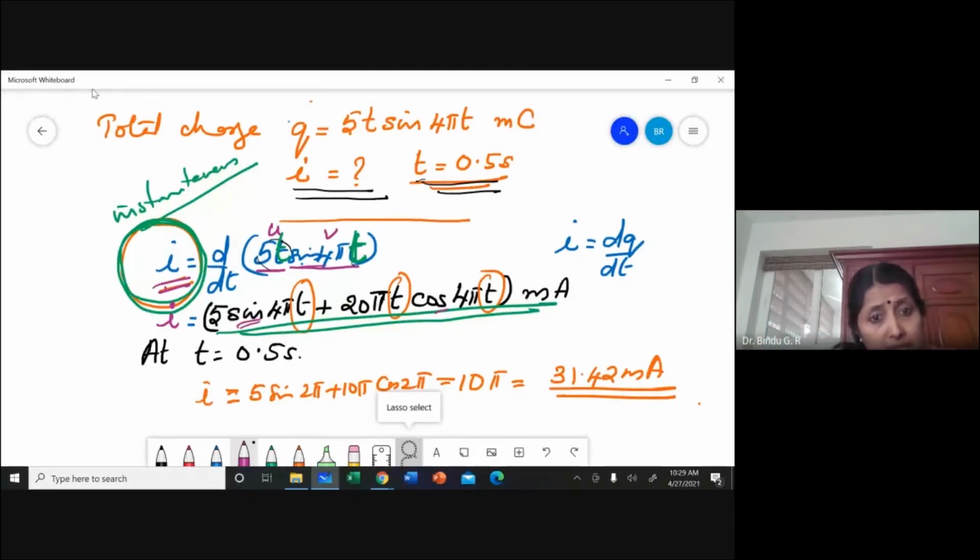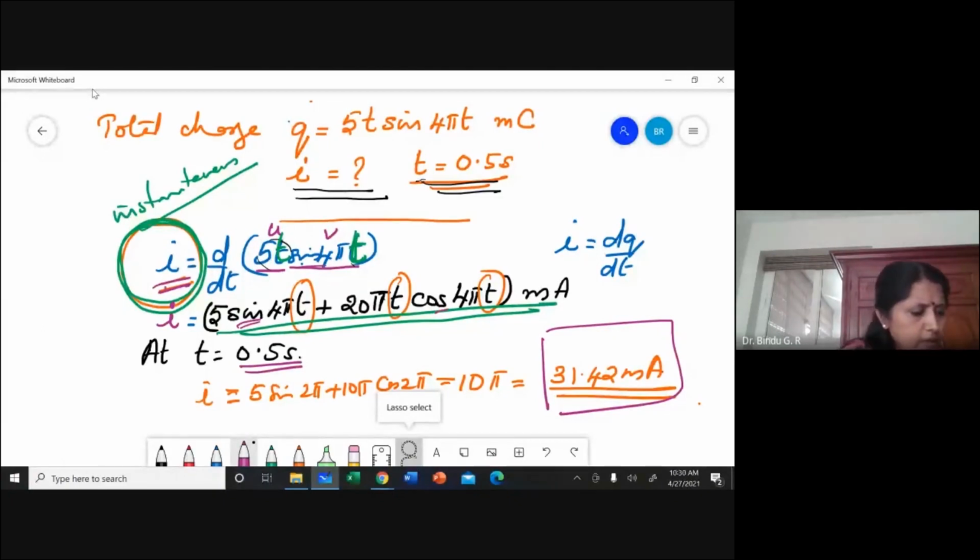Now, what is the value at 0.5 seconds? You put that value of t in that and you get a constant value. At t equal to 0.5 seconds, this is the correct value. Okay, that is all. Then one more question. Take down.